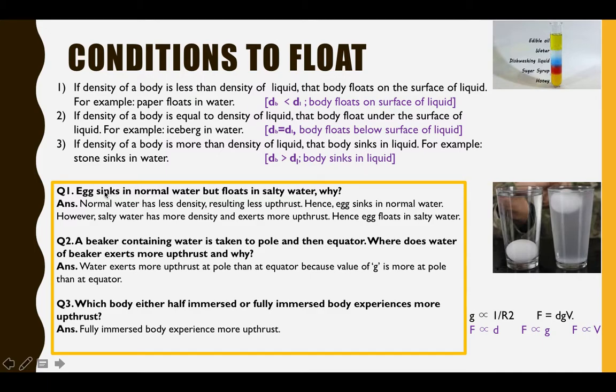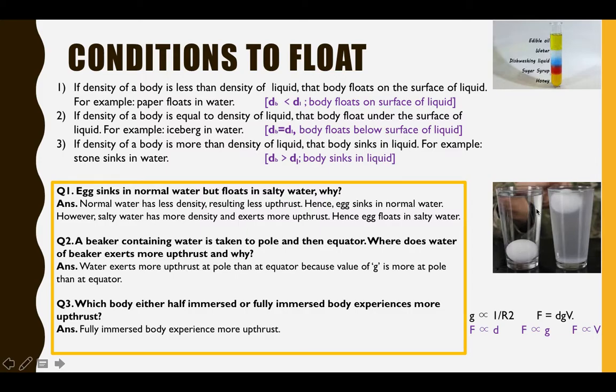Now a few questions let us discuss. An egg sinks in normal water but floats in salty water. Why? Here you can see the picture. In normal water the egg is sinking, but in salty water it is floating. The reason is that normal water has less density, and according to the relation, if the density is less, then upthrust is also less. That means this egg is experiencing less upthrust. Because of that, this egg is sinking.